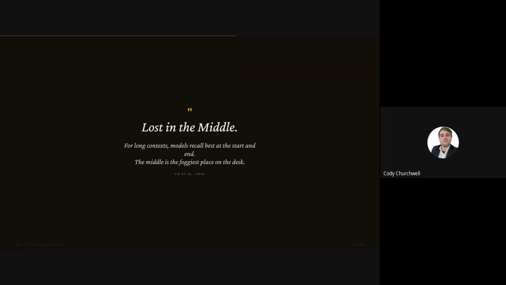Implications for using these systems: critical instructions go at the start, and repeat at the end. Important documents shouldn't get buried in the middle of long context. And just adding more context is not free. Sometimes more context means worse recall of any one thing.